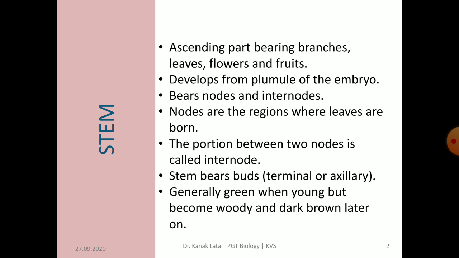So first of all, I will tell you what is the difference between nodes and internodes. Nodes are the regions where leaves are present and the distance between two nodes is the internode. Internode may be short or long. Stem also bears axillary or terminal buds. When the plant is young, stem is green, but it becomes further woody and dark brown as it becomes older.